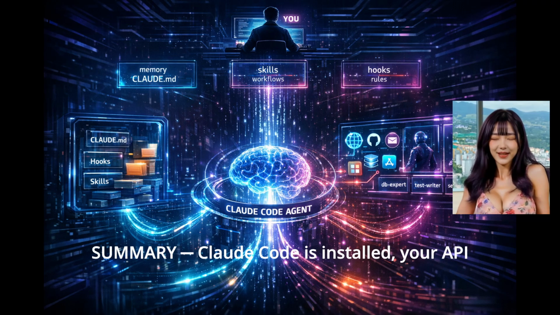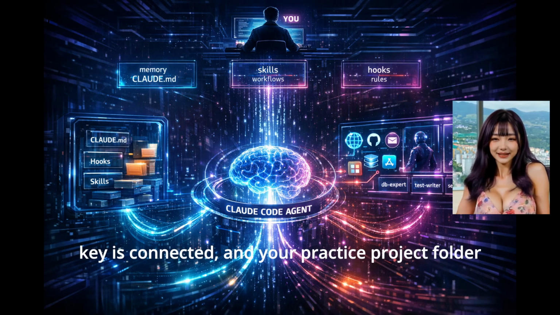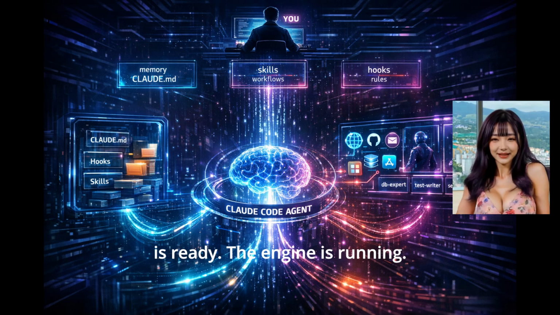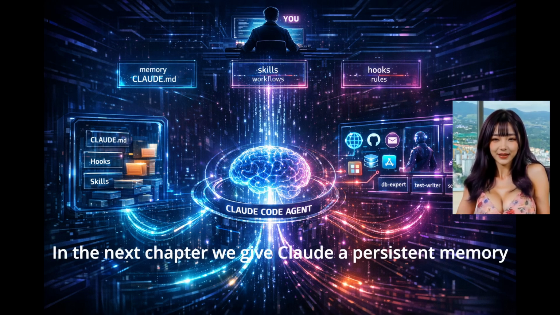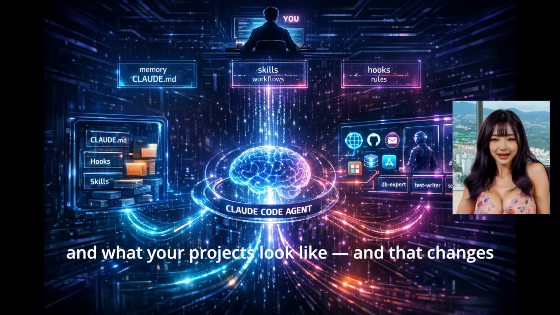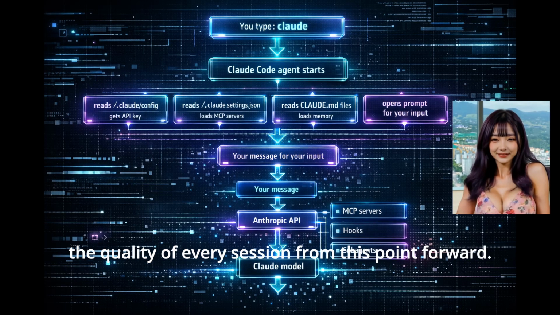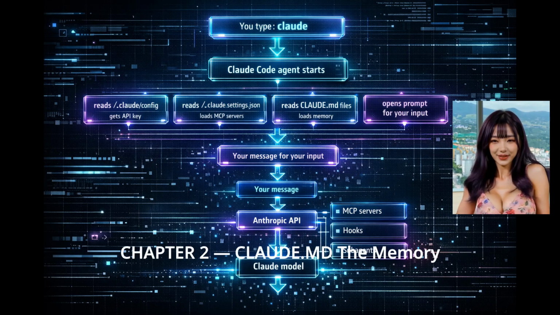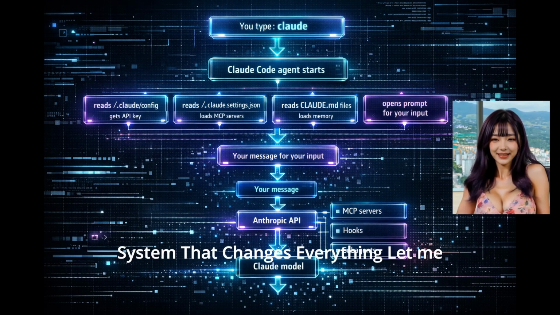Summary. Claude Code is installed, your API key is connected, and your practice project folder is ready. The engine is running. In the next chapter, we give Claude a persistent memory of who you are, how you work, and what your projects look like, and that changes the quality of every session from this point forward. Chapter 2, CLAUDE.md, the memory system that changes everything.